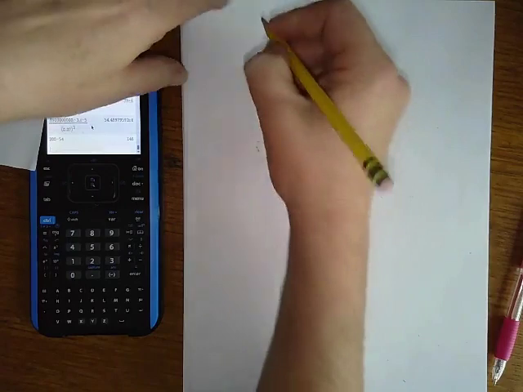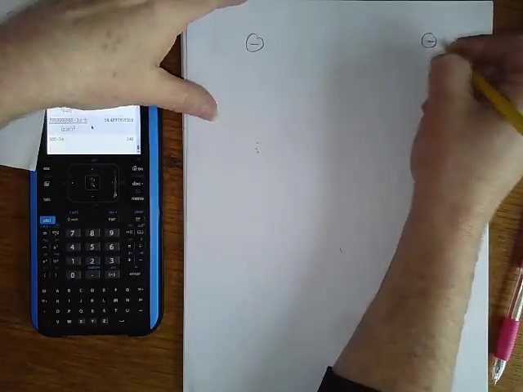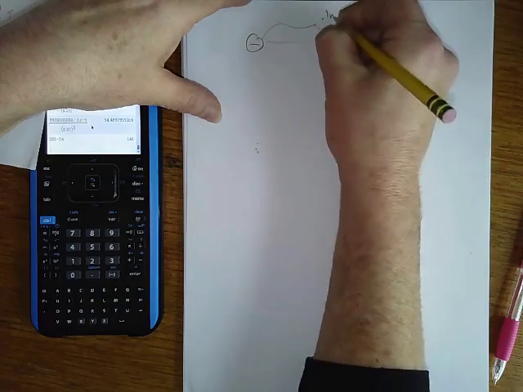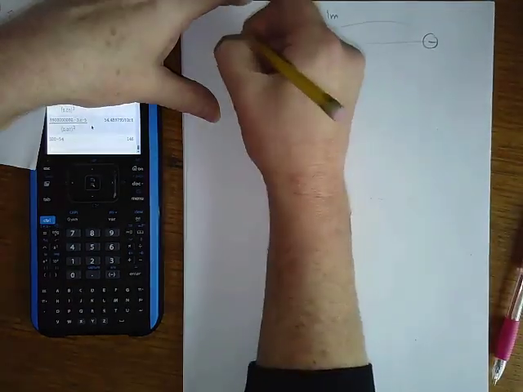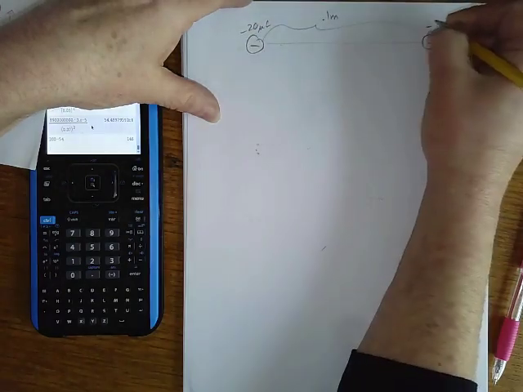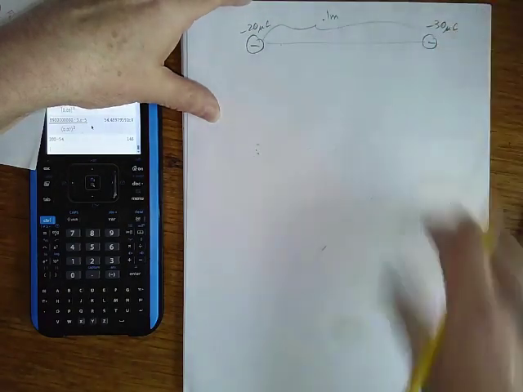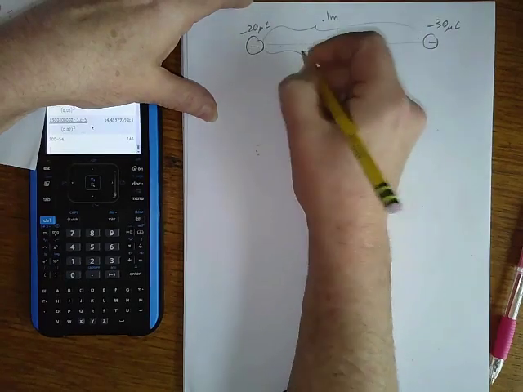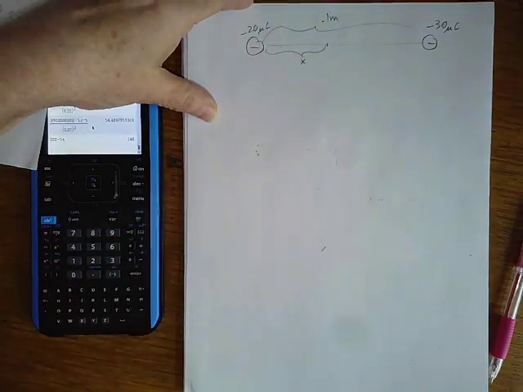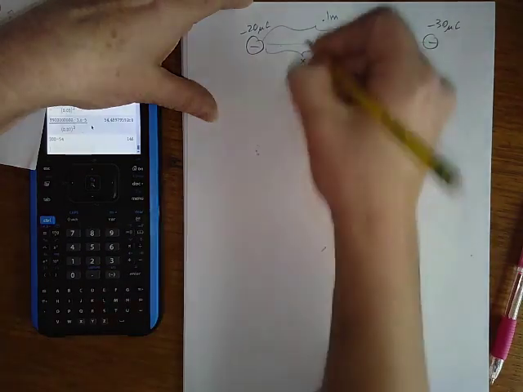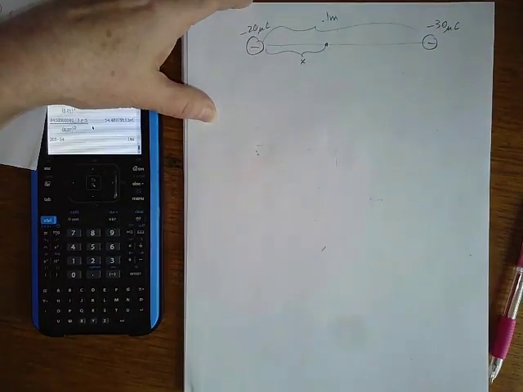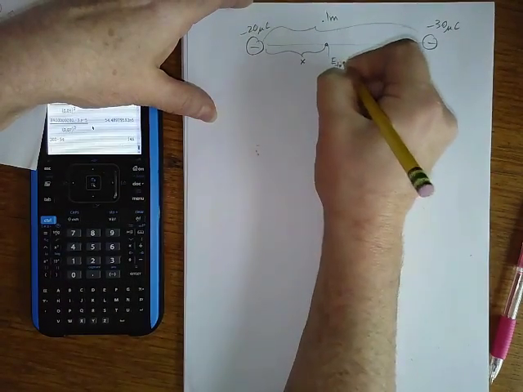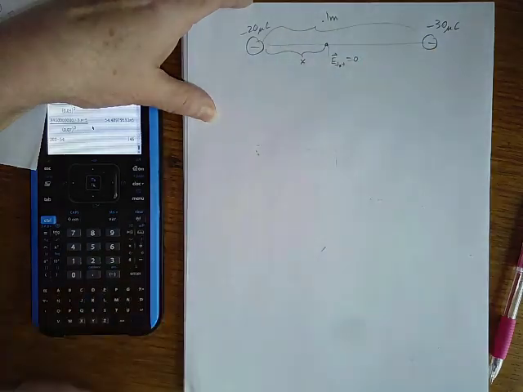Let's redraw our picture. 20. And let's figure out some point here. Let's just call it x. Some point x where the fields do equal 0. Okay? So we want to know at this point x, E total is 0. Okay? What is x?